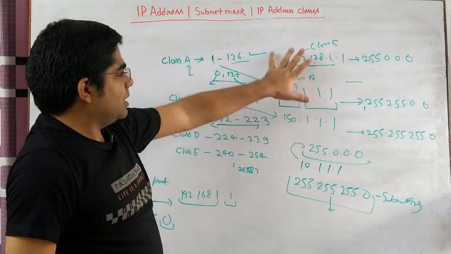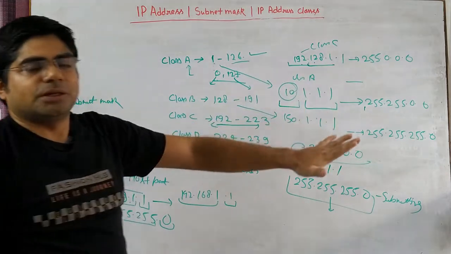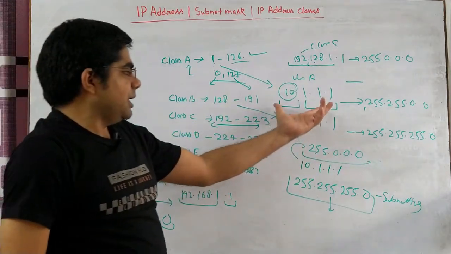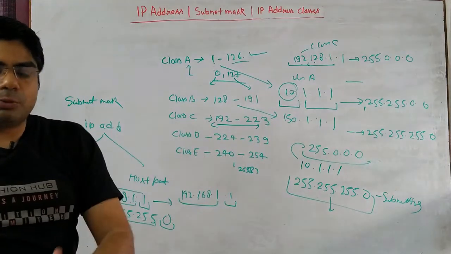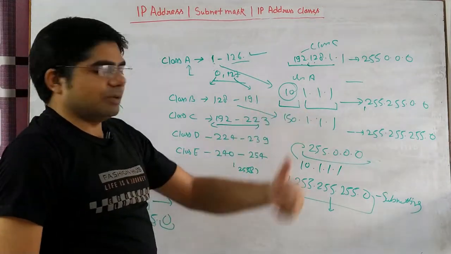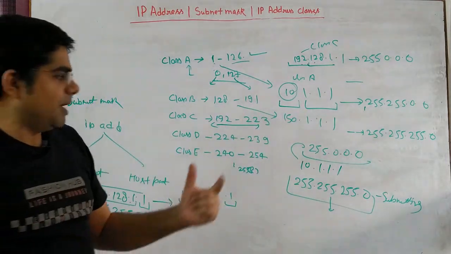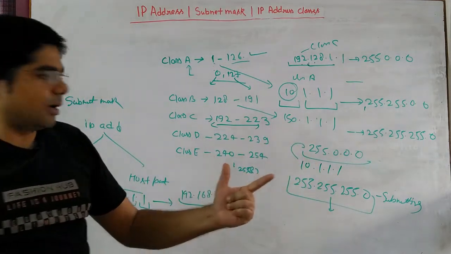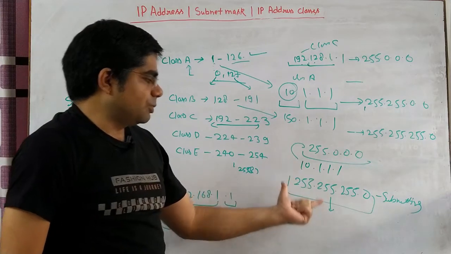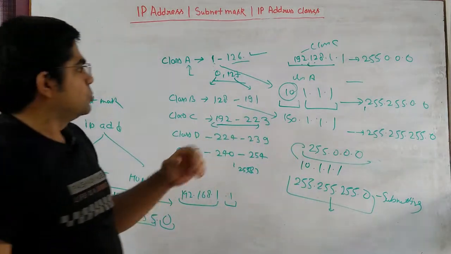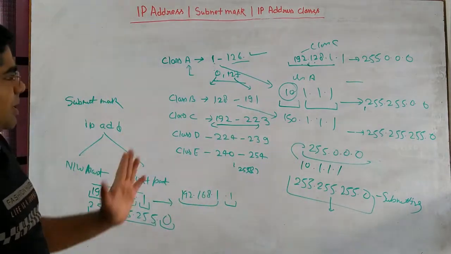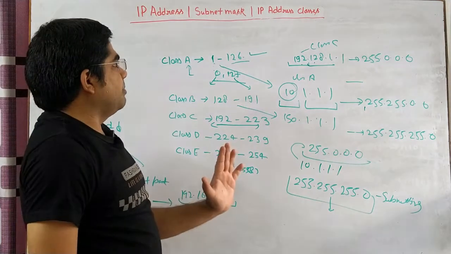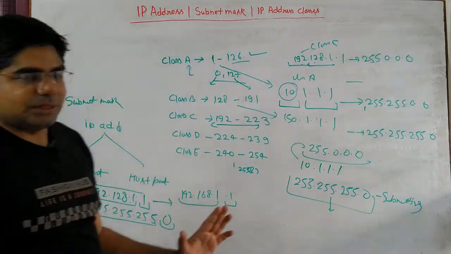By default you cannot prejudge, in an IP address, which portion belongs to the network portion and which belongs to the host portion. By seeing the subnet mask, you will come to know which part belongs to network or host. So this is the brief introduction of IP address, subnet mask and IP address classes.